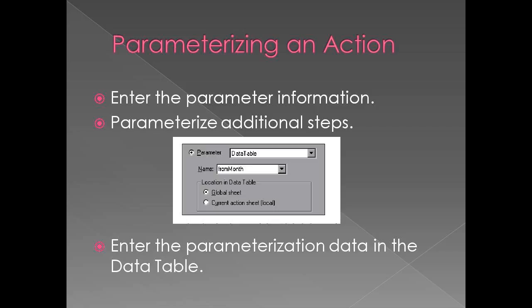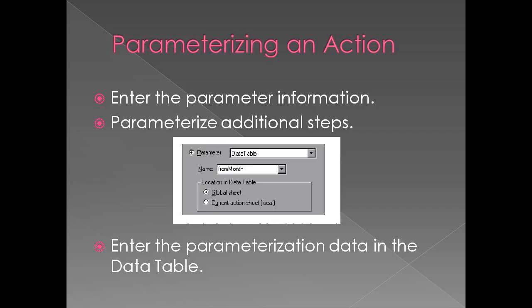B. In the To Month row in the keyword view, click the value cell and then click the parameterization icon. The Value Configuration Options dialog box opens. Select Parameter and confirm that the Data Table option is selected. In the Name box, type To Month. Select Global Sheet in the Value Configuration Options dialog box and click OK to close the dialog box. The fourth column of the global sheet of the data table displays your changes.